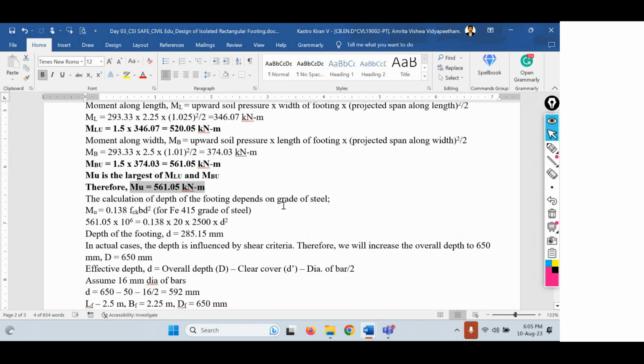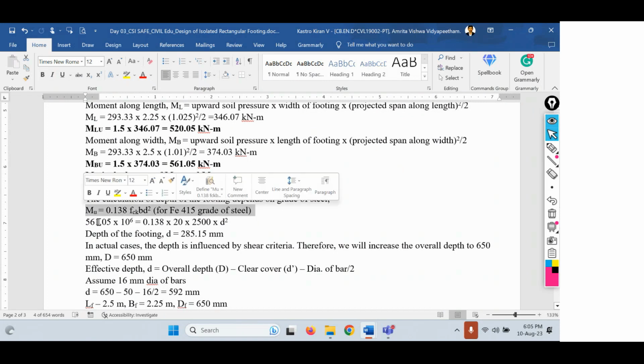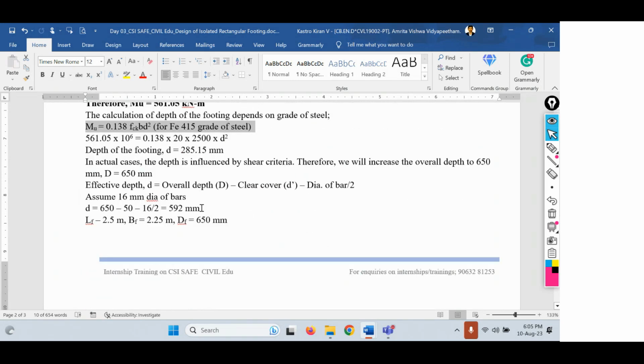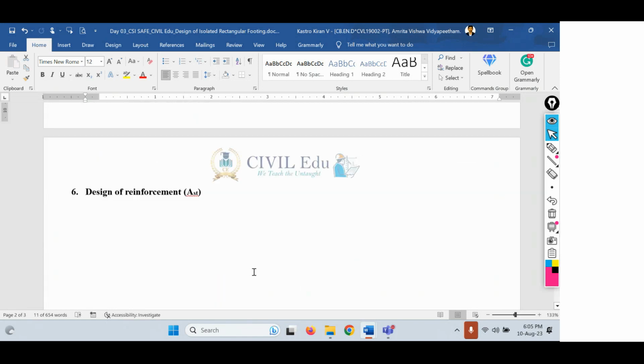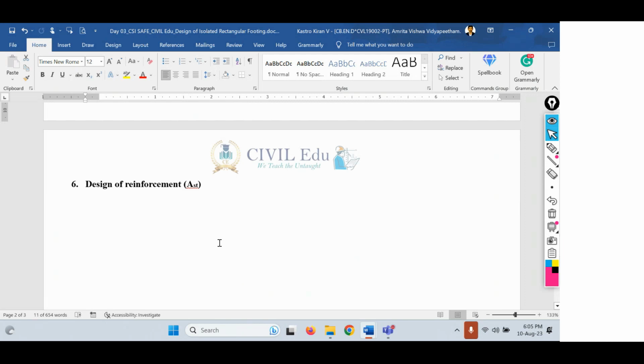Based on the ultimate moment, and also based on the grade of steel, we determined the depth of the footing. So that's how we have come up with the values of length, width, and depth of the footing as of now. The next thing that we are going to design is the reinforcement, which is called AST, area of steel.